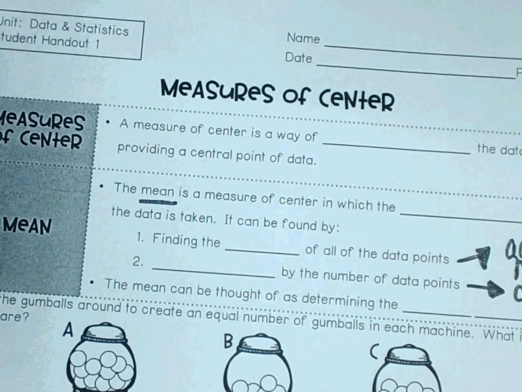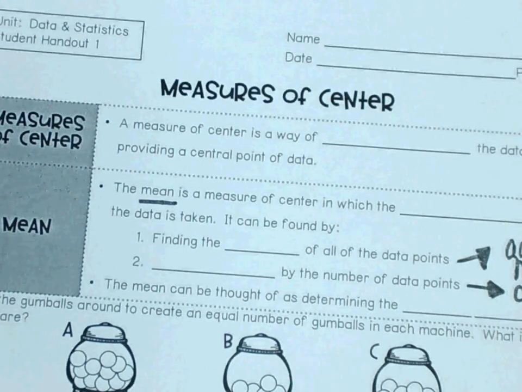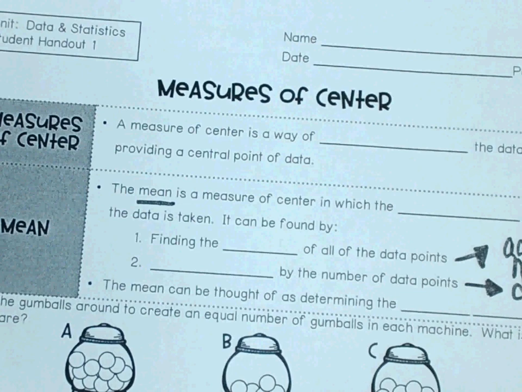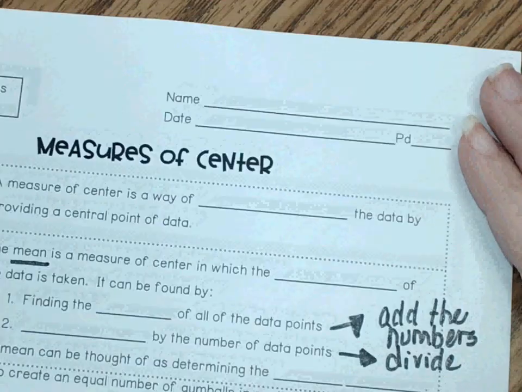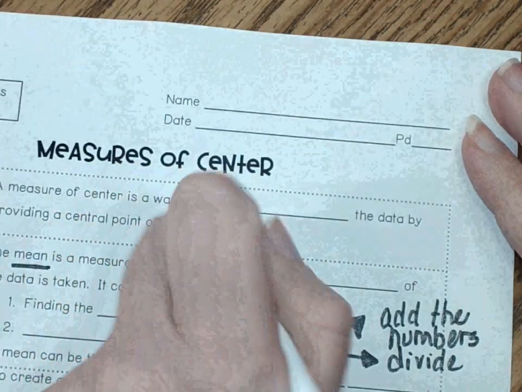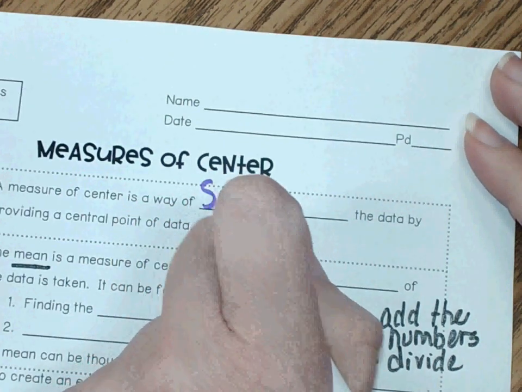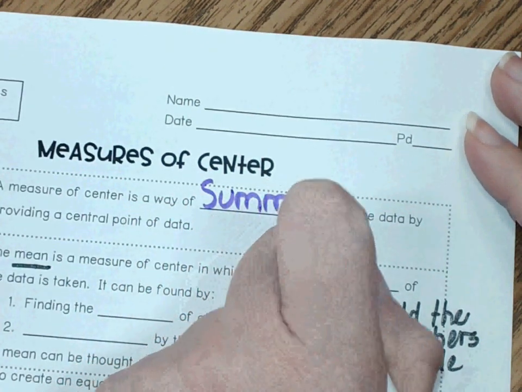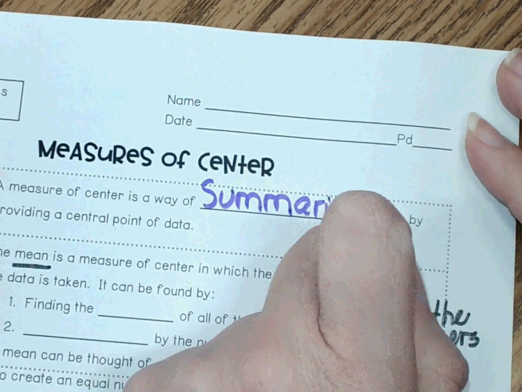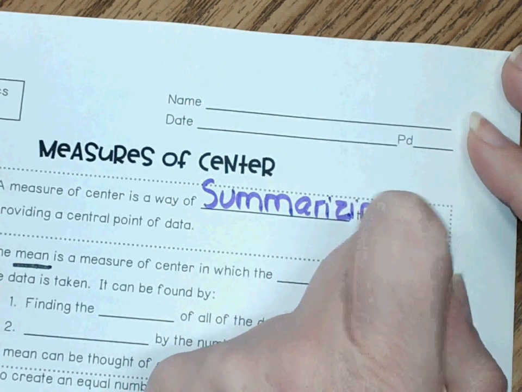And we're going to start with the definition of measures of center. A measure of center is a way of summarizing the data by providing a central point of data. So the word here is a way of summarizing. Summarizing the data.